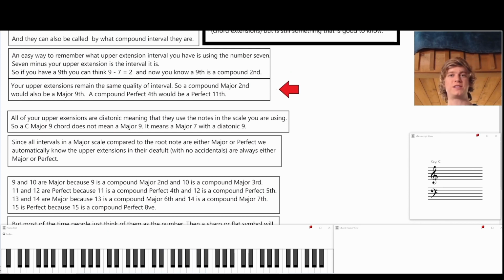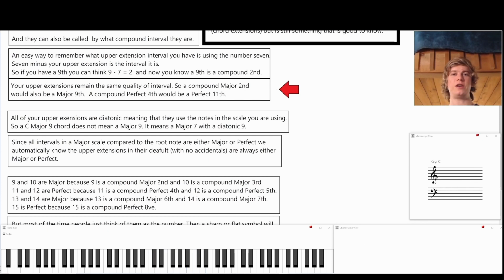Your upper extension remains the same quality of interval. If I'm doing a compound major second, let's first look at a major second. That's the note C and D. Now if I take my 7th chord and add that D on top of it, I can think of this as a compound major second. It's still the note D, it's still a major second, but it is an octave higher than the note originally found in the scale, so therefore it is a compound major second.